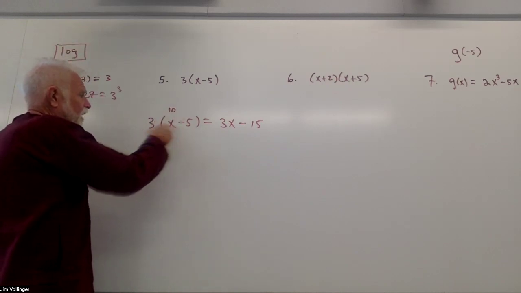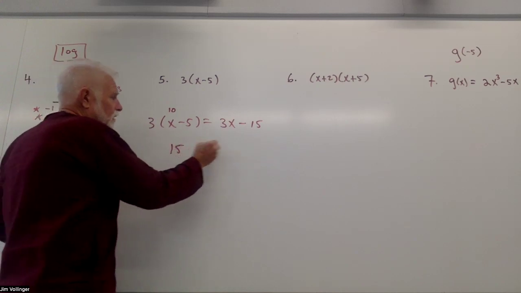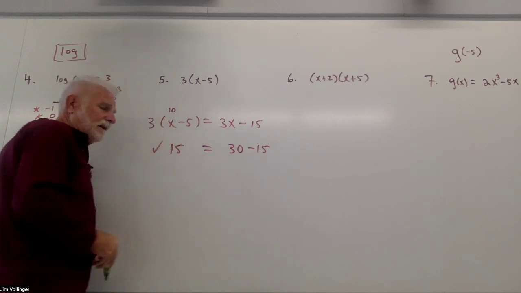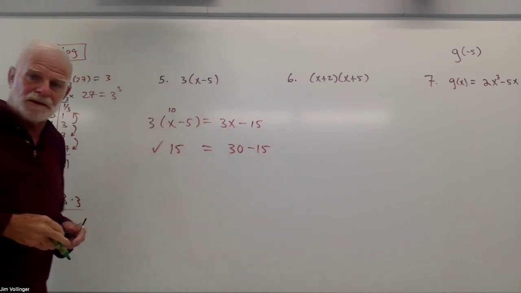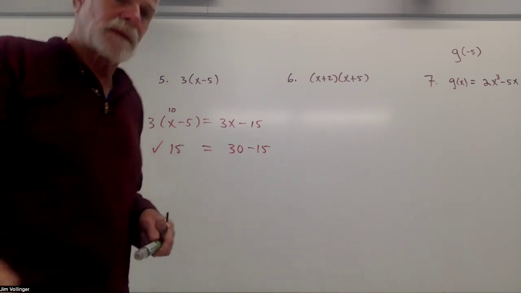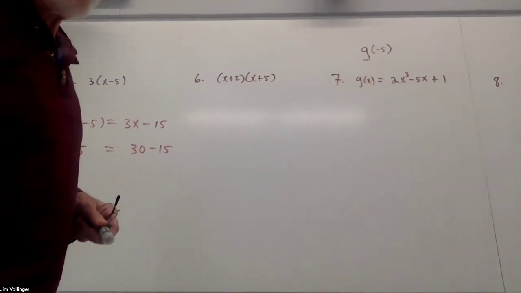10 minus 5 is 5. 5 times 3 is 15. 3 times 10 is 30. 30 minus 15. Check. Try another number. Get in the habit of trying numbers and checking your work. All right, we can do that here now.